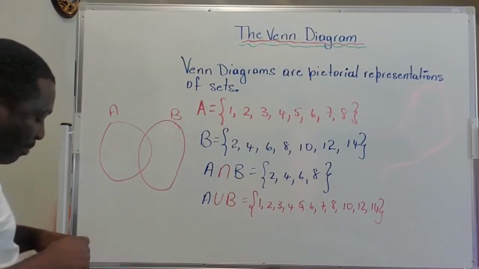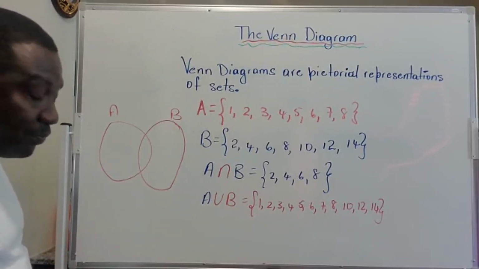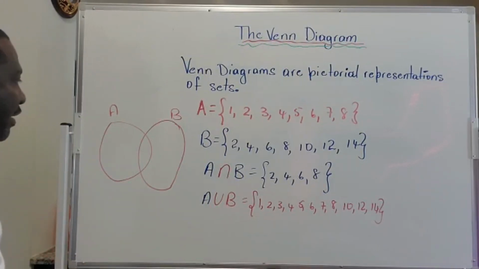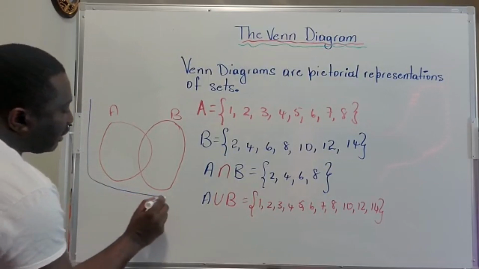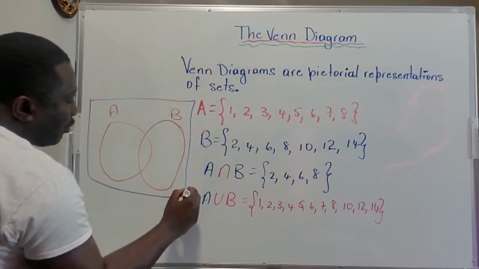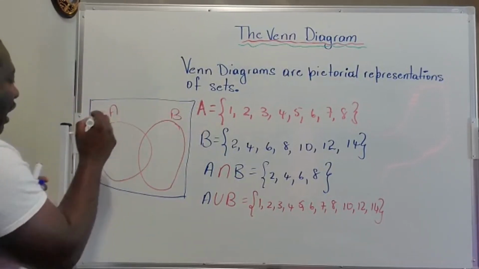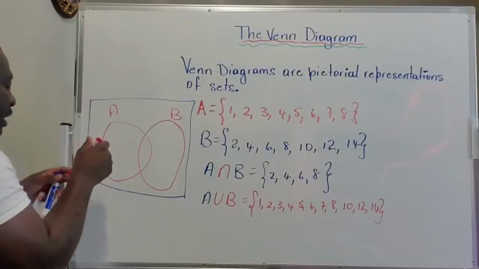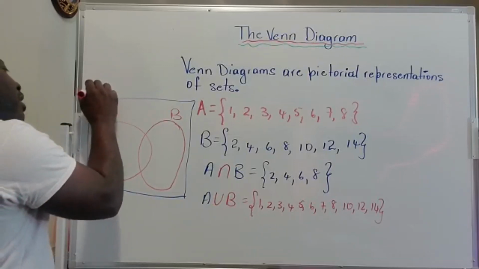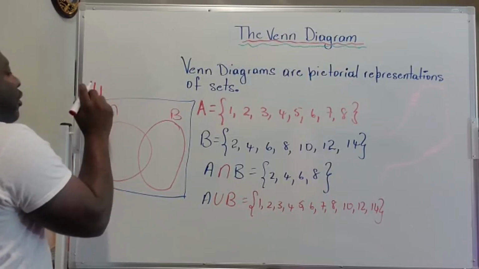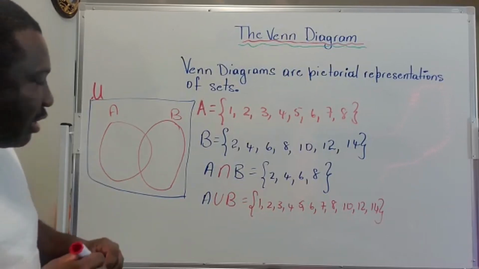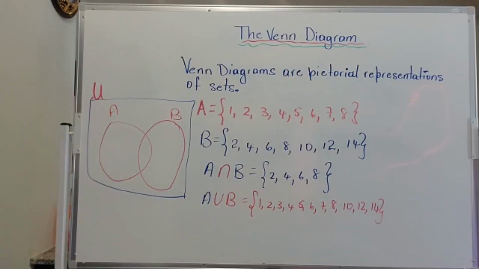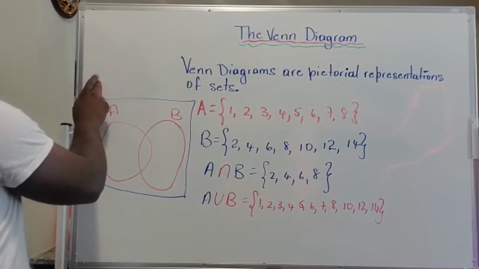A Venn diagram is normally represented too by having a rectangle around it. So in most cases you see a Venn diagram with the rectangle around it. And you'll see some persons put the symbol. So this symbol here means universe, right? That's what the symbol may connote on the Venn diagram.